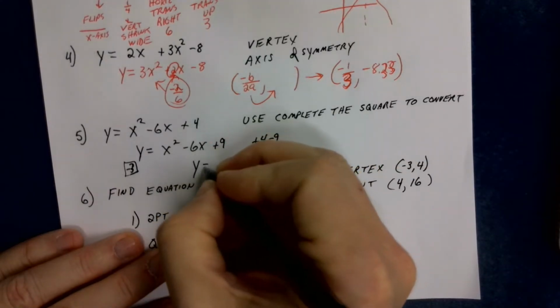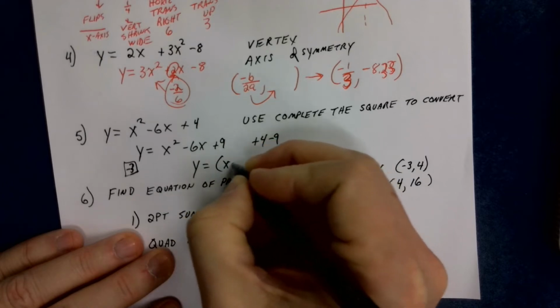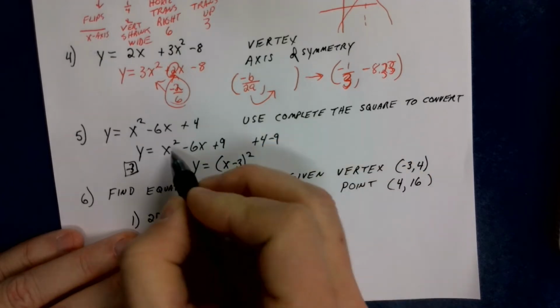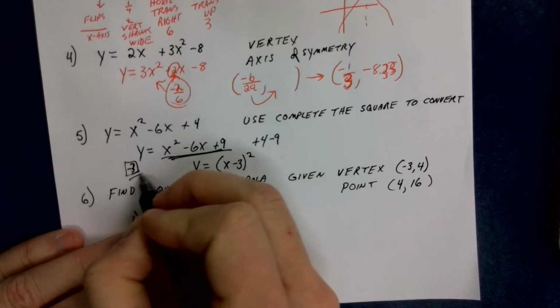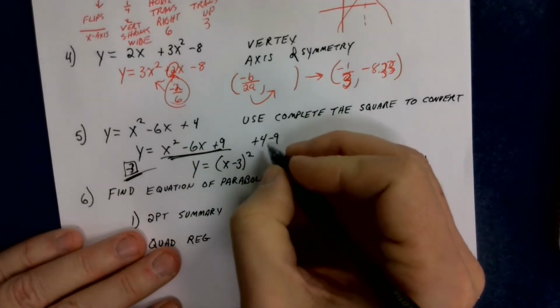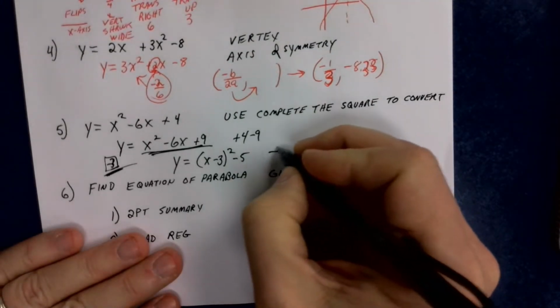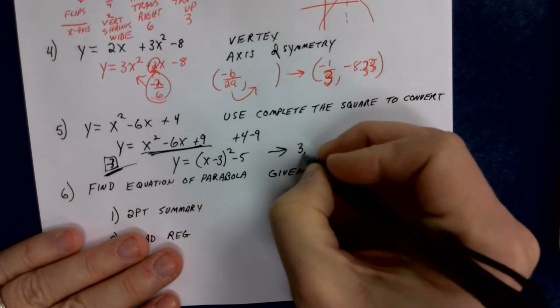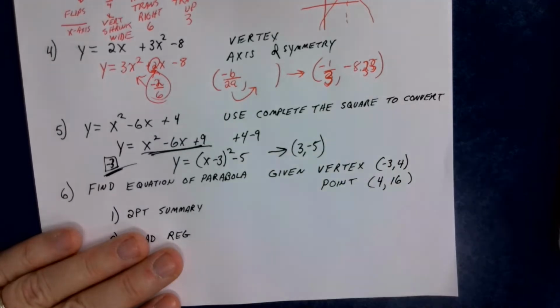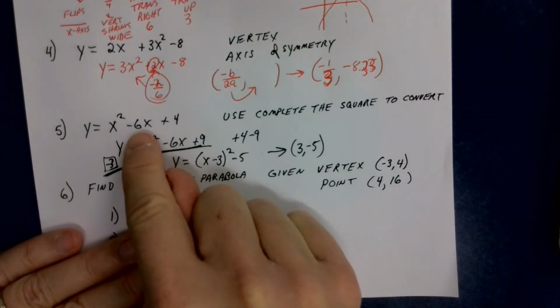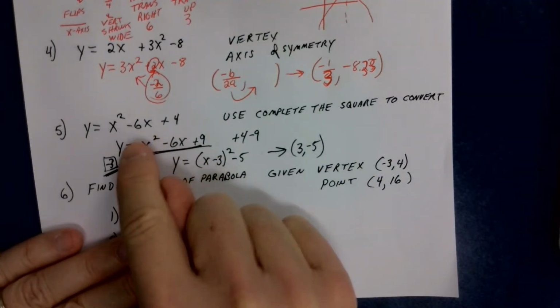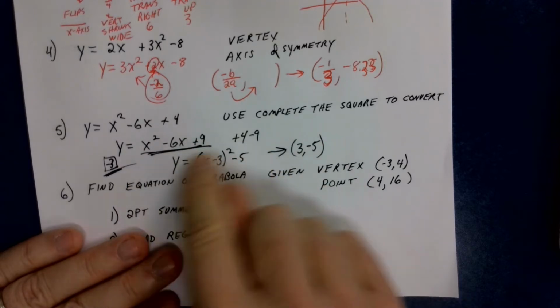Now you can see I get y equals parentheses x minus 3 squared, because that's what that factors into, because I just completed the square. And then I get minus 5. So from this one, I get a vertex of 3 comma negative 5 from that original equation. Now, again, that's converting it into vertex form.